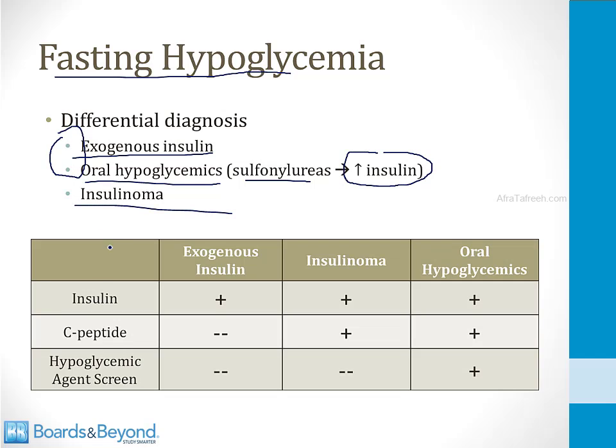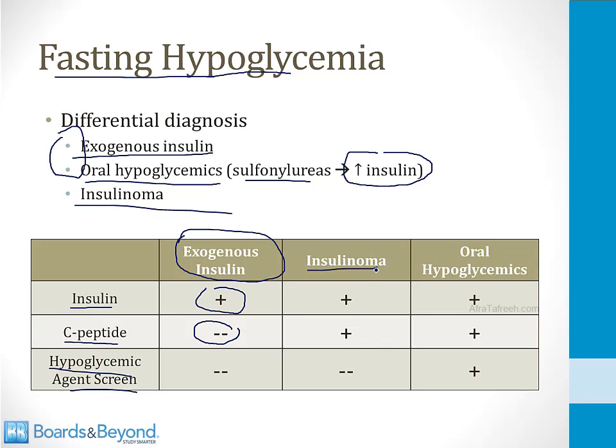The way you do this is by measuring the level of insulin in the serum, the level of C-peptide, and also a screen for hypoglycemic agents like sulfonylureas. If the patient is administering exogenous insulin, then the insulin level will be high, but the C-peptide level will be normal. Remember that C-peptide is a byproduct produced when proinsulin is cleaved into insulin, so the C-peptide level should be high if the insulin is coming from the pancreas. If the insulin is from an exogenous source, then the C-peptide level will be normal.